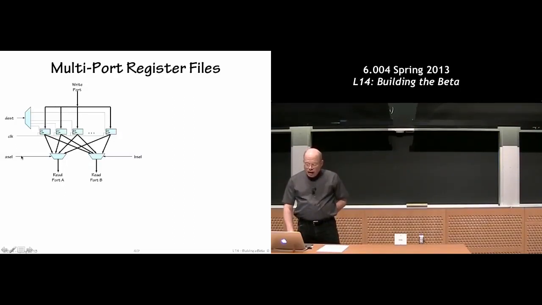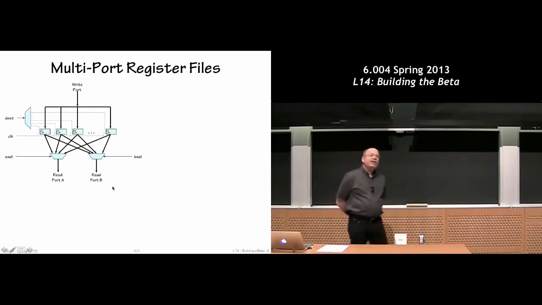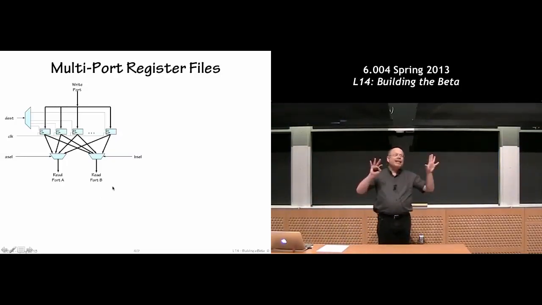We supply two addresses, if you want to call them that, or select lines, one of which will select information from any one of the 32 registers and provide that 32-bit value on the read port down here, the A port. And again, we have a different set of address wires that independently selects any one of the 32 values to the second read port. So the two read ports are completely independent.